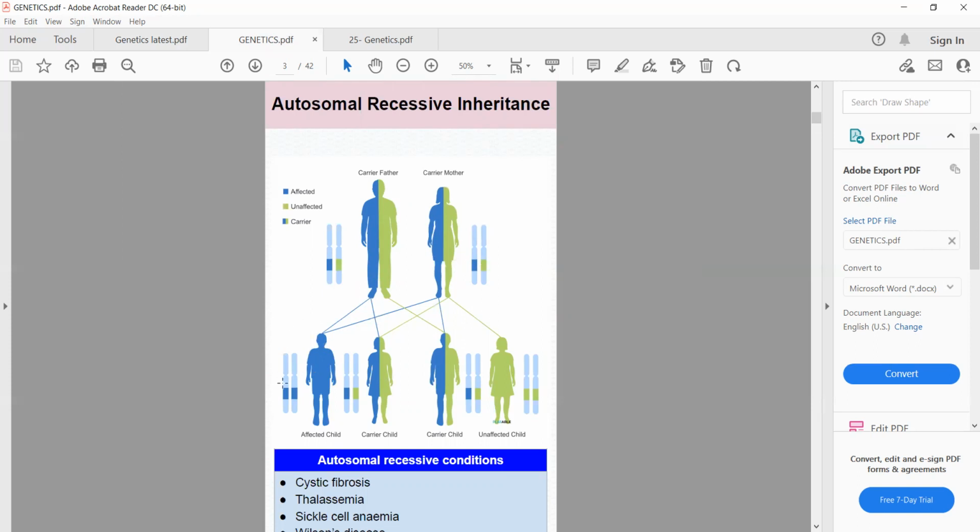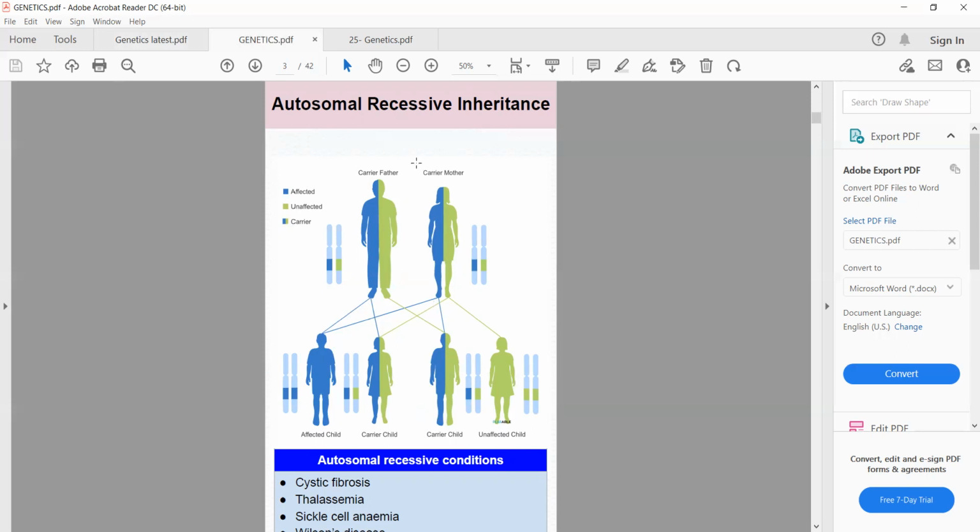So 25% chance of a child to get affected if we are talking about an autosomal recessive disease and both the mother and father are carriers, and 50% chance of the child to be a carrier, and 25% chance of a child to be unaffected.